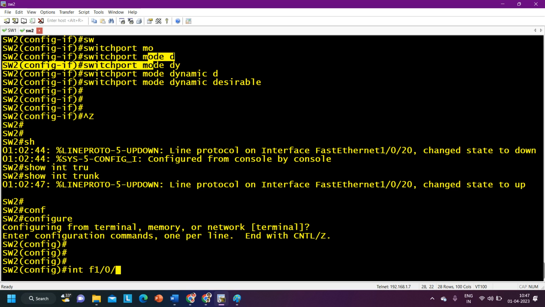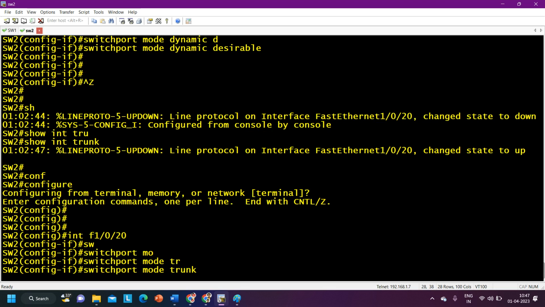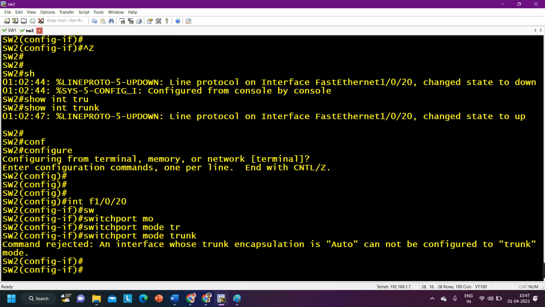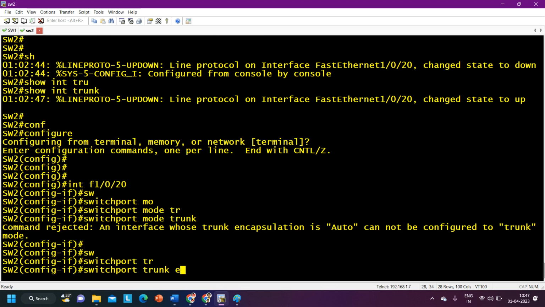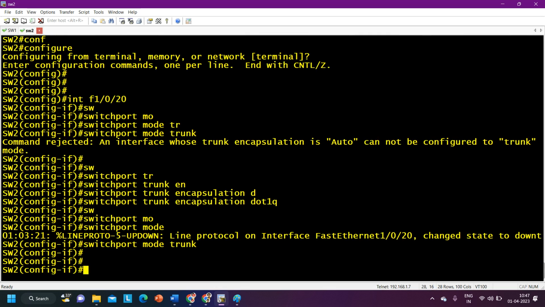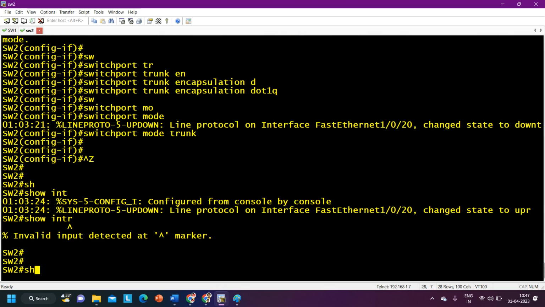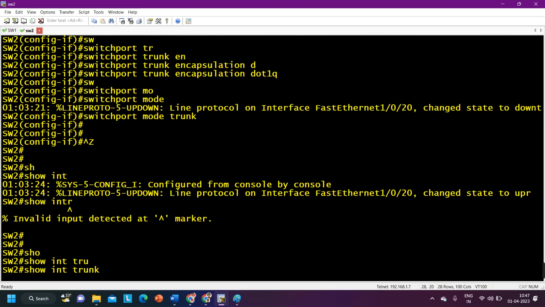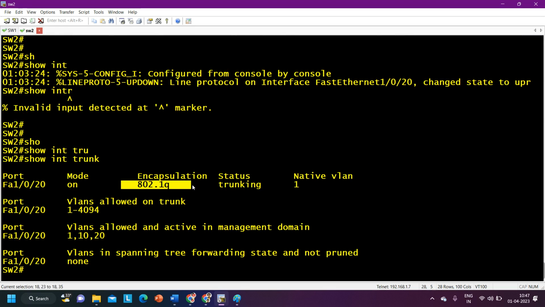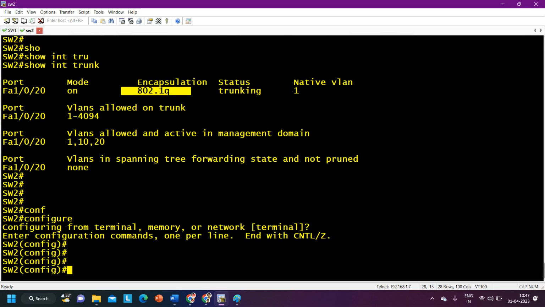Interface f1/0/20 and say switchport mode trunk. I am not able to run this command, so switchport trunk encapsulation, let's say dot1q, and switchport mode trunk, yes. So show interface trunk. See guys, okay, so this is static trunking, fine.